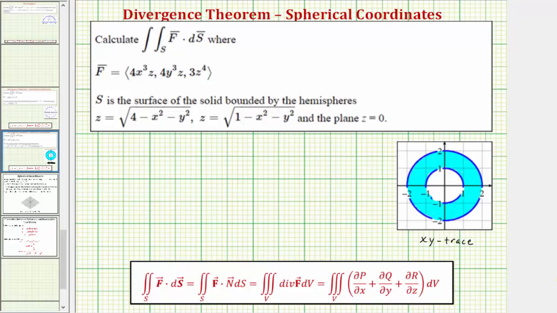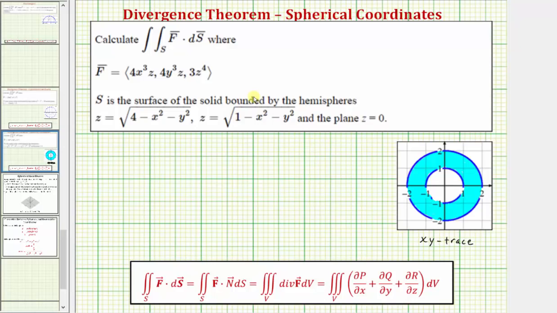Welcome to an example on how to use the divergence theorem to evaluate a flux integral using spherical coordinates. So we want to calculate the flux integral, often expressed in this form here as well, where the vector field F is given and the surface S is the surface of the solid bounded by the hemispheres given by z equals the square root of the quantity 4 minus x squared minus y squared, z equals the square root of the quantity 1 minus x squared minus y squared, and the plane z equals 0.